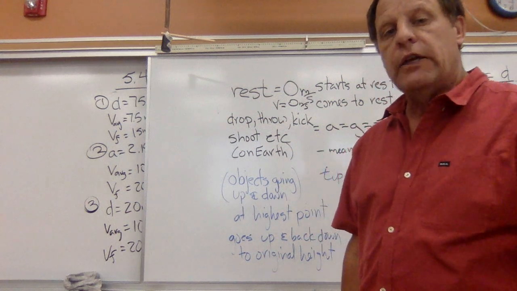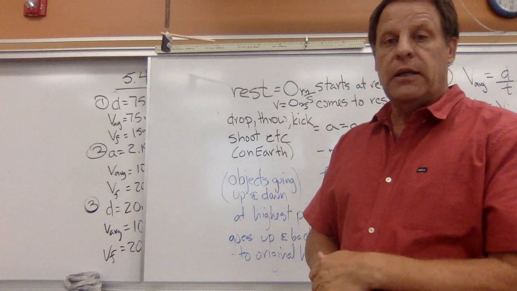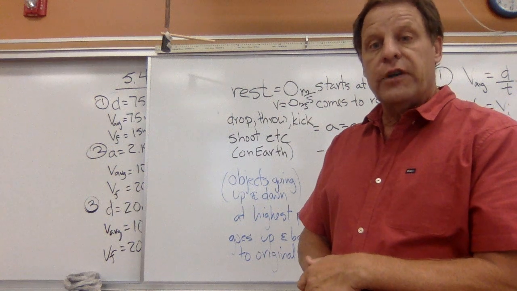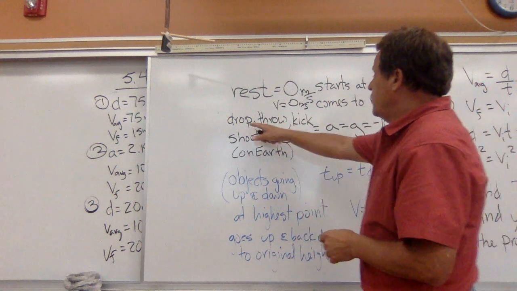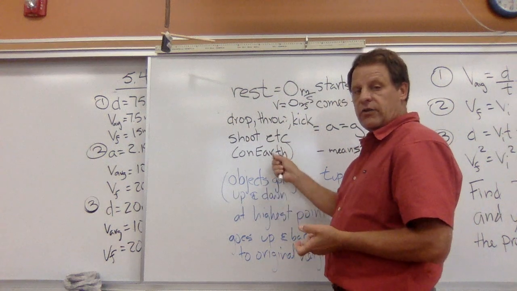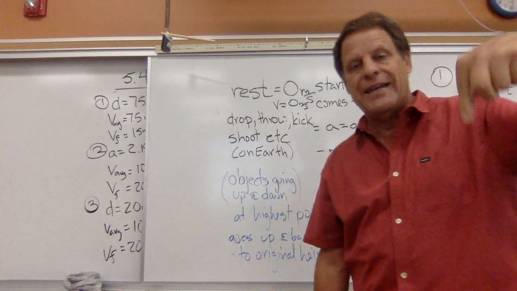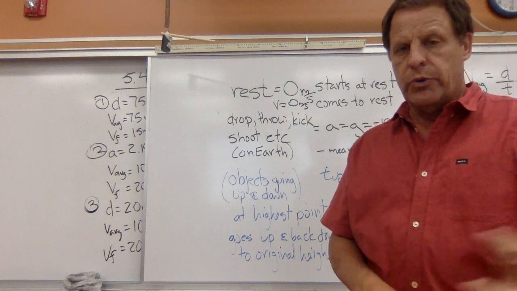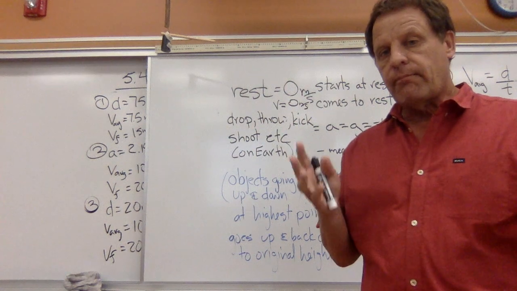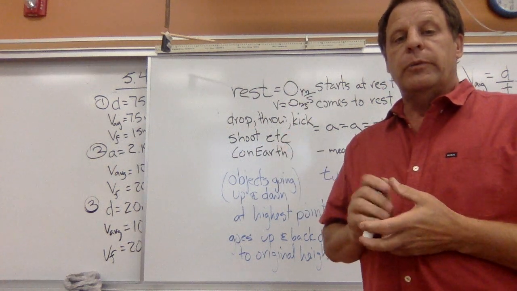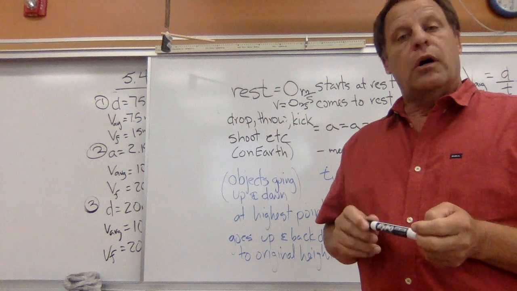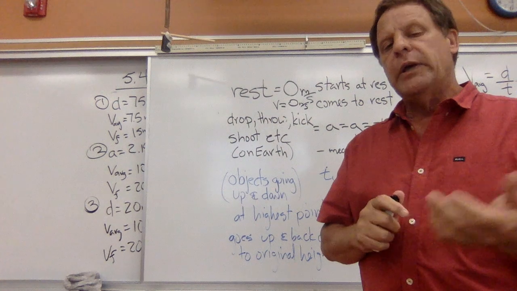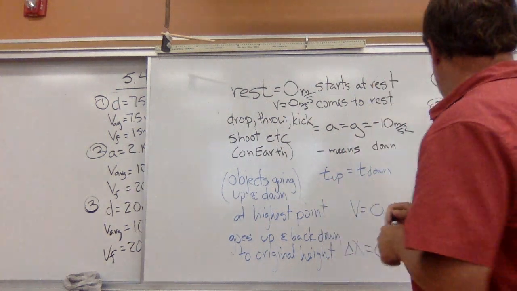So how do you know if you have something that is under an acceleration of g? That's another way to say free fall. So if you have a drop, throw, kick, shoot, anything like that, if it's near the surface of the earth, it is going to accelerate downward at 9.8 meters per second squared. We'll do an example here, number 3. But those simple questions are also going to be on the quiz.